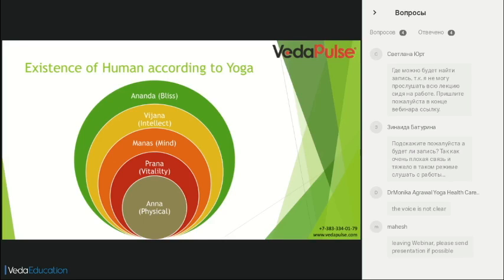But then, for all of us to live, there has to be prana, the life force in each one of us. And yoga plays a very important role in bringing balance in prana.